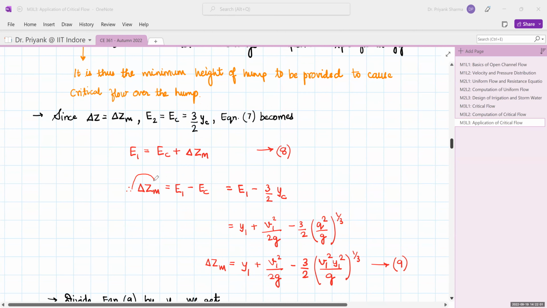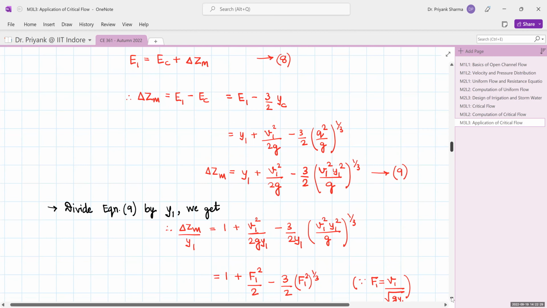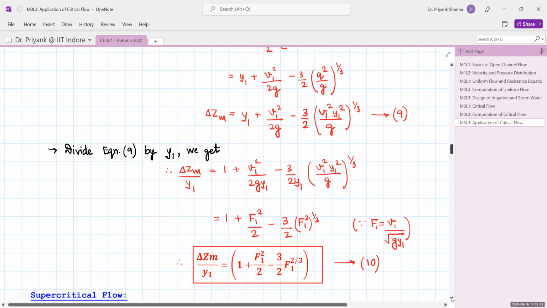Now making delta Zm the subject, it is E1 minus 3 by 2 YC, that is Y1 plus V1 square by 2G minus 3 by 2 YC, and YC is nothing but Q square by G raised to 1 by 3. Now this Q is equal to V1 into Y1. So again modifying this equation, that will be 3 by 2 times (V1 square Y1 square upon G) the whole raised to 1 by 3. So let us divide equation 9 by Y1.